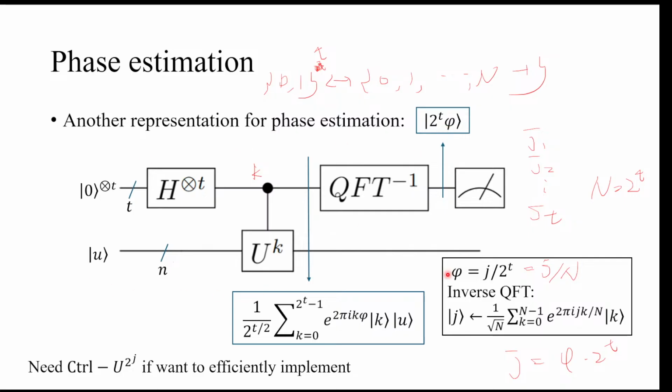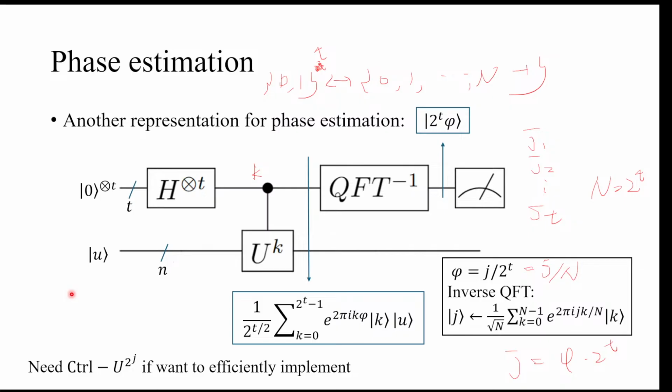So this works, but this has many restrictions. I guess I should write all those on a single slide. One restriction is you need this u given to you, because you want u here. And if you don't get the eigenvector u, how do you do phase estimation?